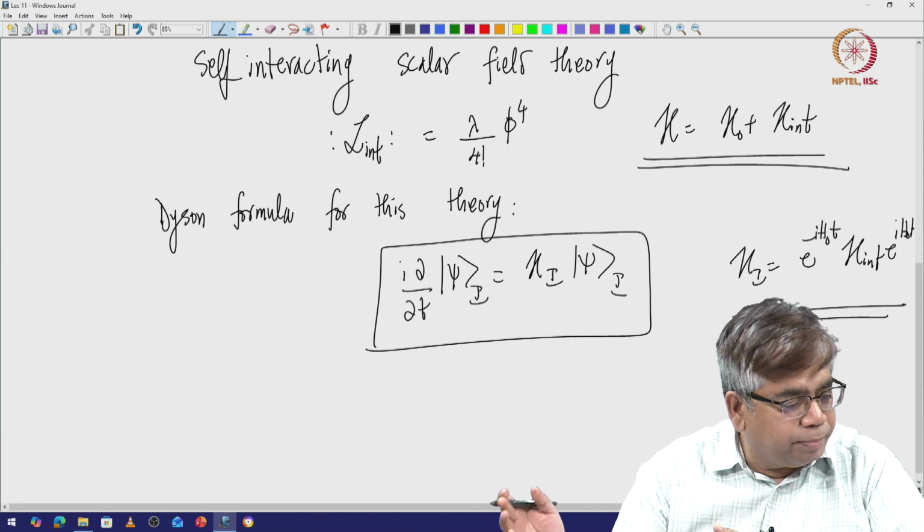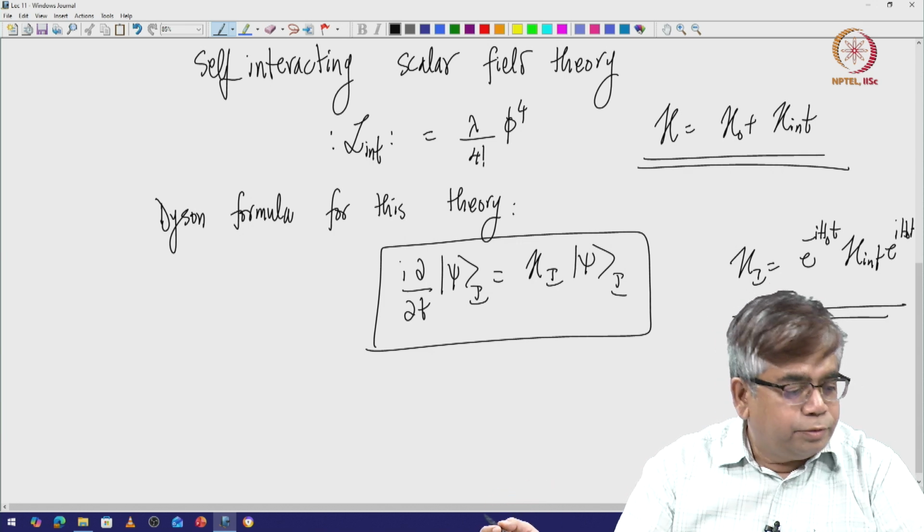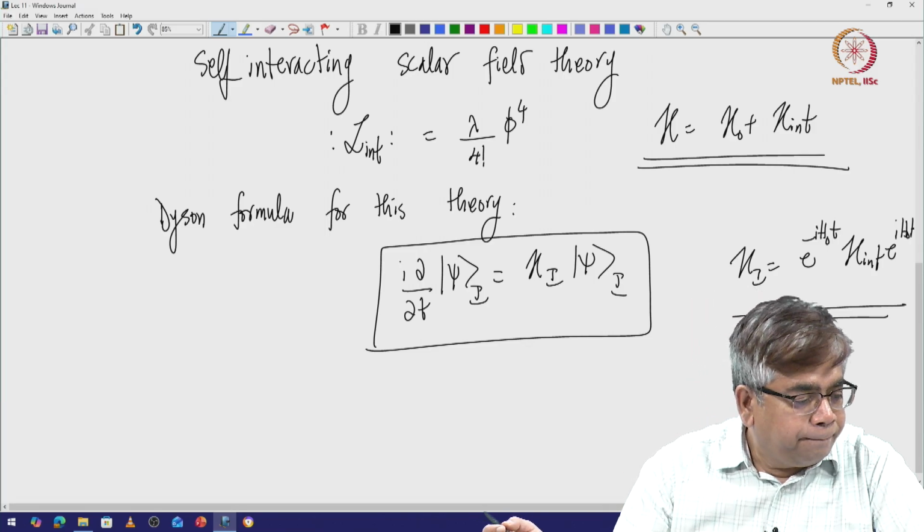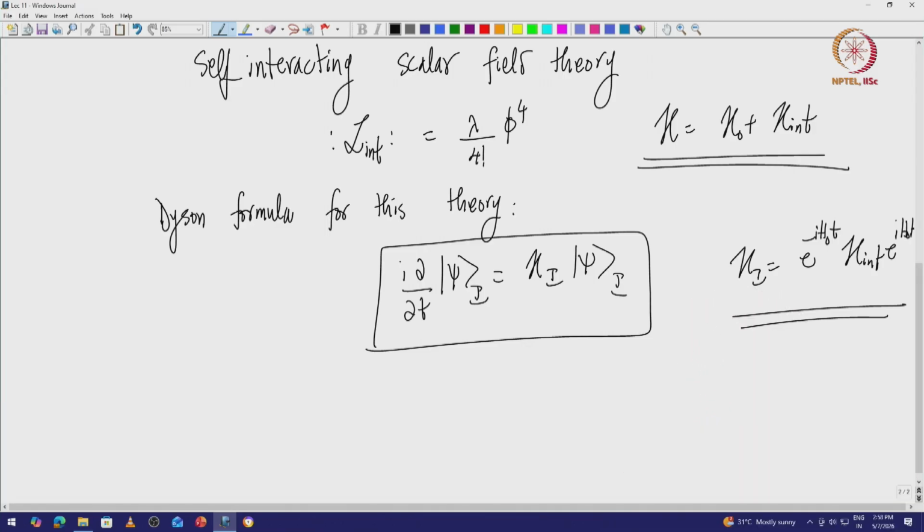there is a time ordering part of this U matrix. So, let me just revise the U matrix definition. You use a unitary time evolution operator essentially, from t0 to t, unitary.